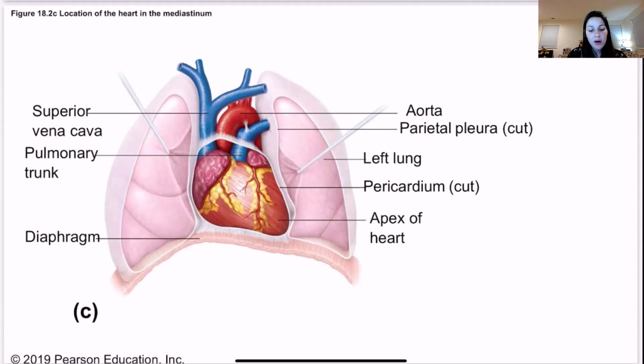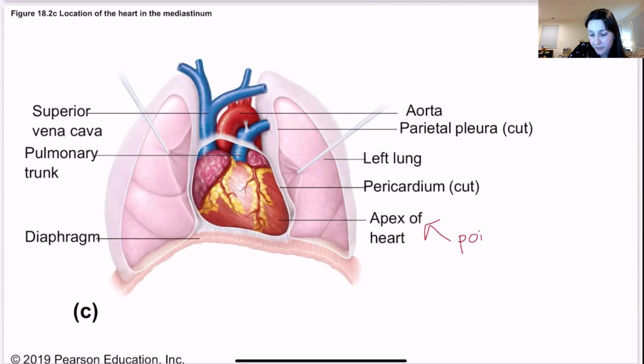Okay, so the heart is in between the lungs, kind of sort of on top of the diaphragm. And there's that little part, that apex. Apex means pointy bit. Think about the apex of a mountain. That's the top part. So I'll write that.